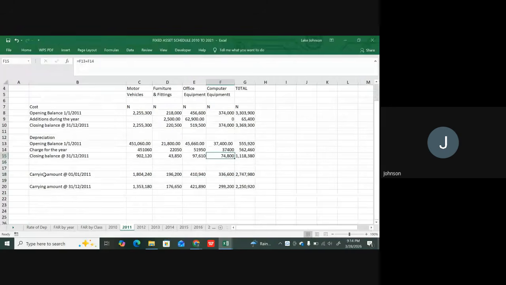Then, we usually get the carrying amount as at the beginning. So the carrying amount at the beginning is going to be your opening balance for asset cost minus your opening balance for depreciation. That is what they did over here. At the same time, you also want to get your carrying amount as at the end of that year, which is going to be your closing balance for cost minus the closing balance for depreciation. That gave us what we have over here.